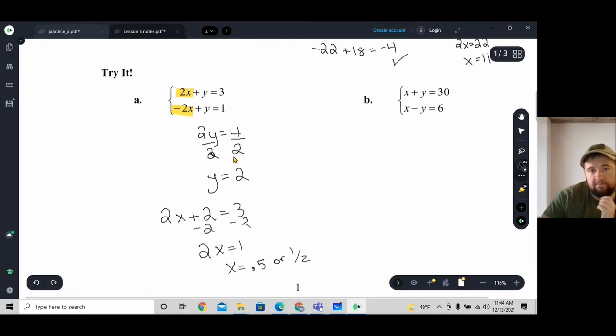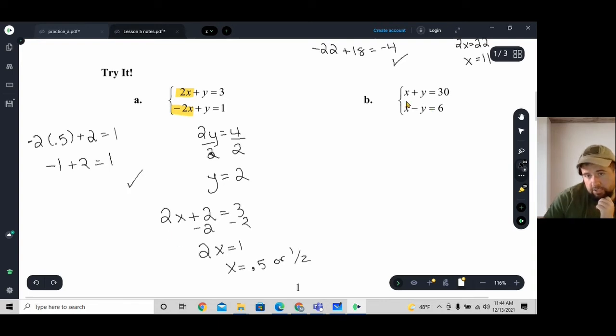I'm going to take that 0.5 and plug it in. So negative 2 times 0.5 plus 2 equals 1. We're going to see if this works. Negative 2 times 0.5 is negative 1. Negative 1 plus 2 does in fact equal 1. So that's how I know that my solution is correct.